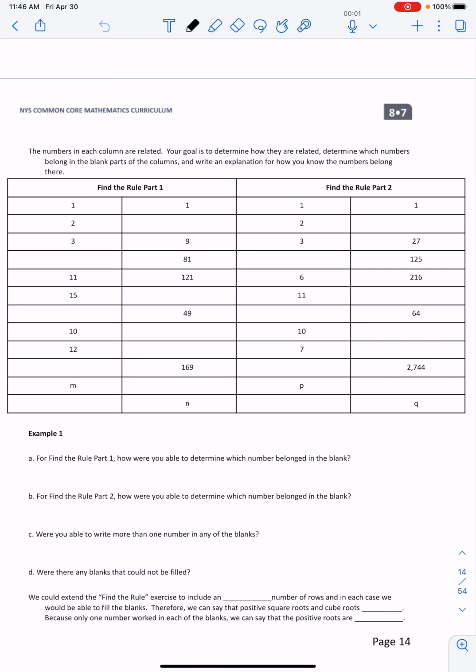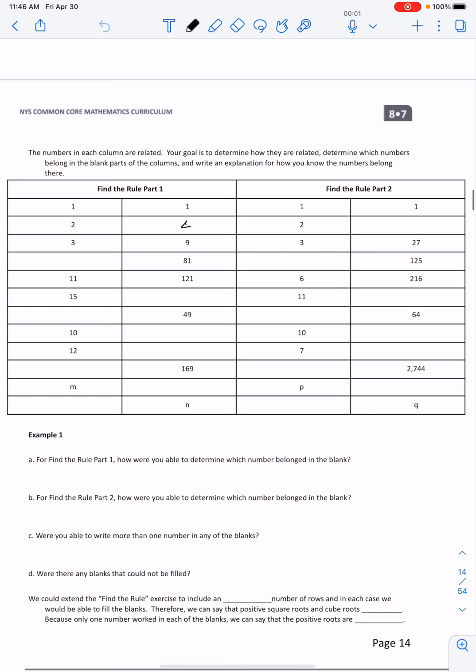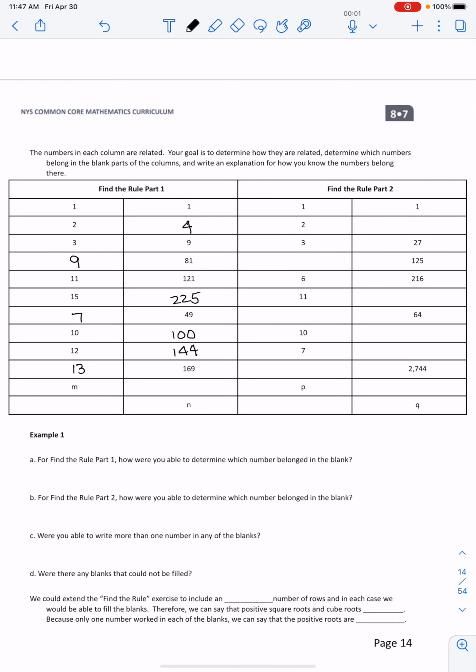All right, so as I look at this column, I do see a pattern. To find rule number 1, 2 here I think should be squared to 4. The square root of 81 would be 9. 15 squared would be 225. The square root of 49 would be 7. 10 squared would be 100. 12 squared would be 144. The square root of 169 would be 13. m squared would be m to the second power. And n would have the square root of n.